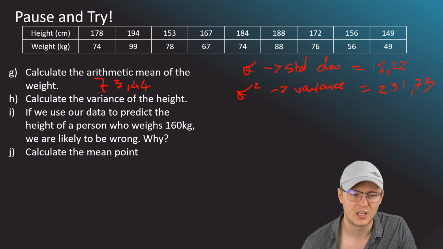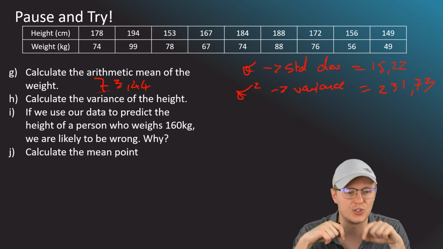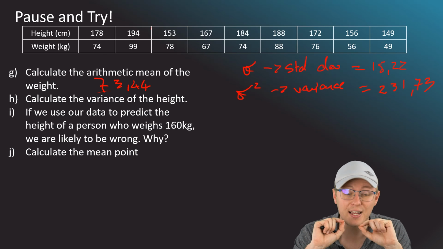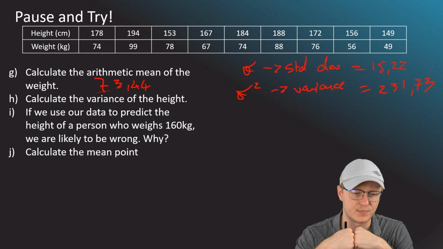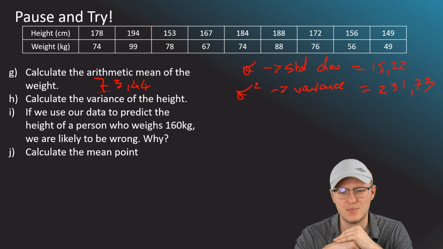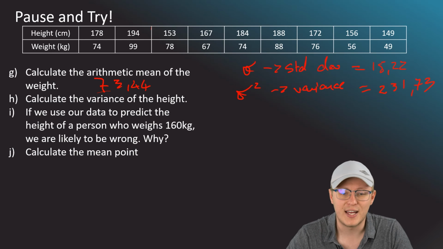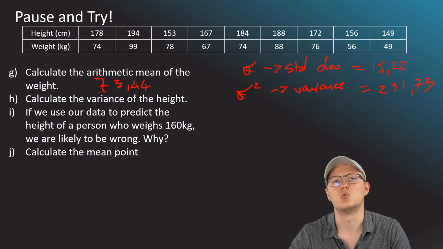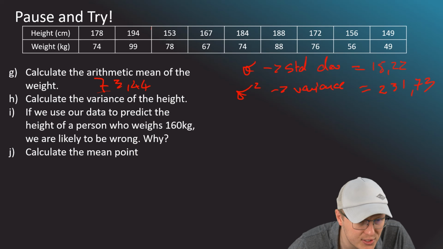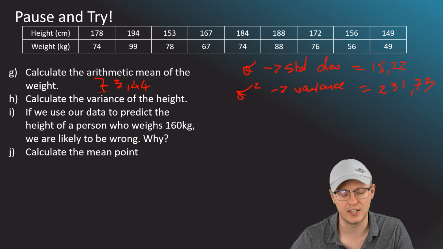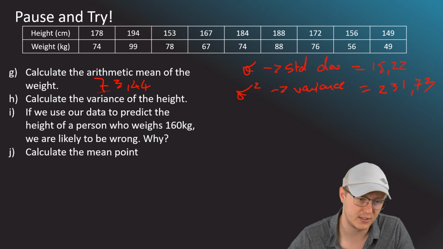231.73. And then the next question asks us, if we use our data to predict the height of a person who weighs 160 kilograms, we are likely to be wrong. Why is that the case? Well, the reason for this is that 160 kilograms is way outside of the data that we collected. The heaviest person we dealt with was 99 kilograms. 160 kilograms is another 61 past that.